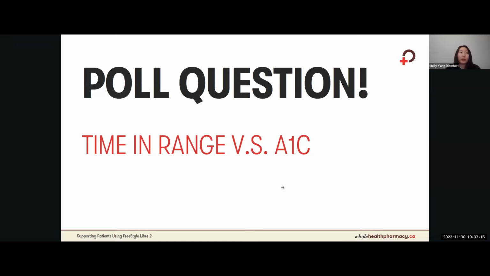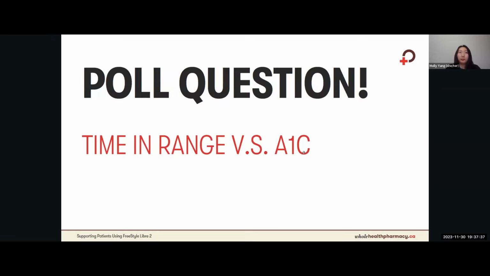Option 2, time in range is the percent of time a patient's glucose remains within target range, and A1C is the average blood glucose over a 3-month period. Option 3, higher scanning frequency correlates with higher time in range and lower A1C values. And number 4, all of the above.